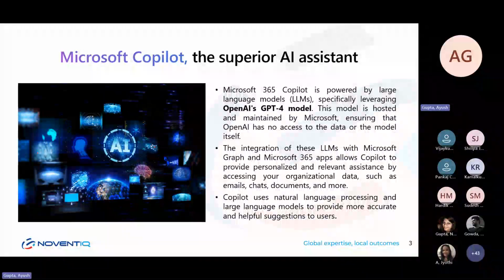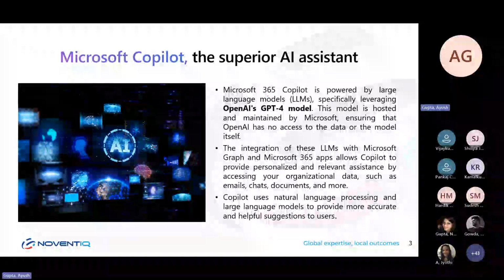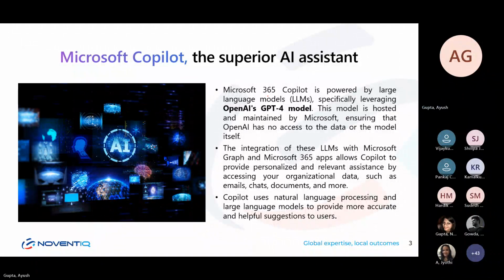Now we'll talk about what the underlying technology is, or what the LLM models at the back end are, behind the Copilot, right? So if you're able to see my screen, Microsoft Copilot is powered by OpenAI's GPT-4 model. It's the underlying technology on which Copilot is based. This model is hosted and maintained by Microsoft to safeguard your data, so your data will not be used for any purpose by any parties, ensuring that OpenAI has no access to your data or the model itself.